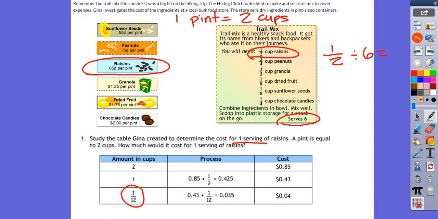Multiply by the reciprocal. Write it, switch it, flip it. So multiply by the reciprocal means to multiply. Reciprocal means to flip the fraction. How do I flip a whole number like 6? Put it over 1. Multiply that, and I found my 1/12. So 1/12 cup of raisins is in 1 person's bag of trail mix.